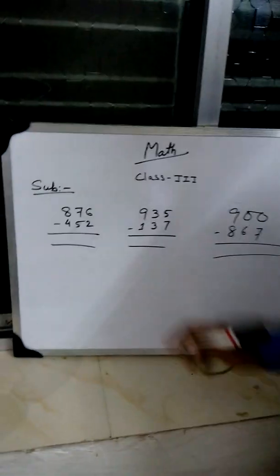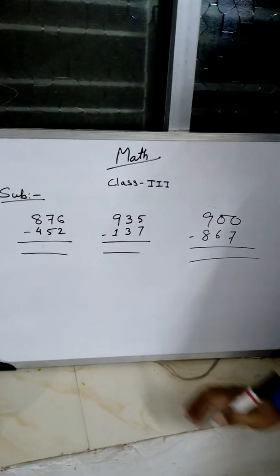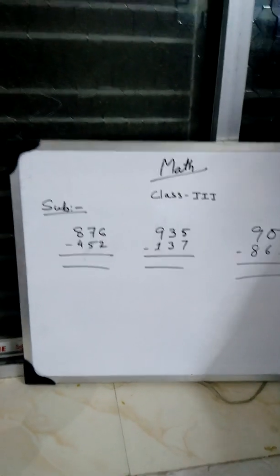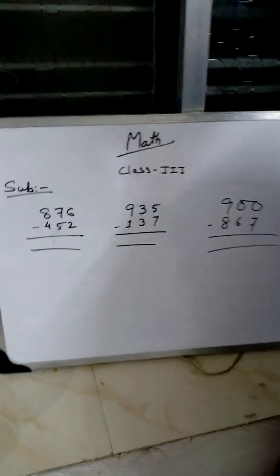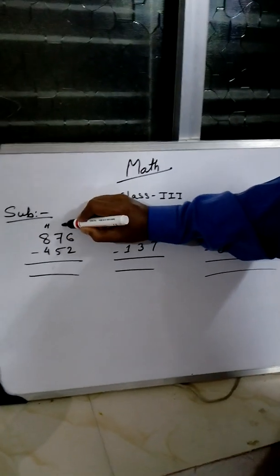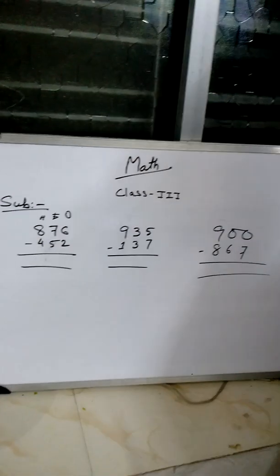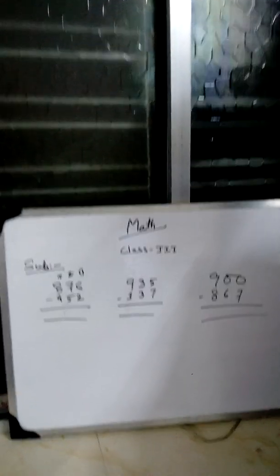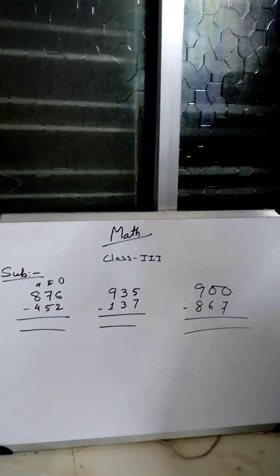Today we are going to learn the subtraction of 3 digit numbers. I am not going to talk about why these are 3 digit numbers because we already talked about it. Now let us start from this number. So this is H, T and O. As we are subtracting 452 from 876.